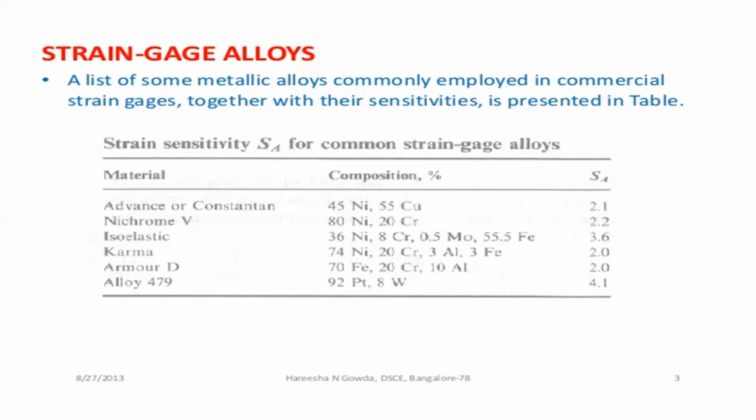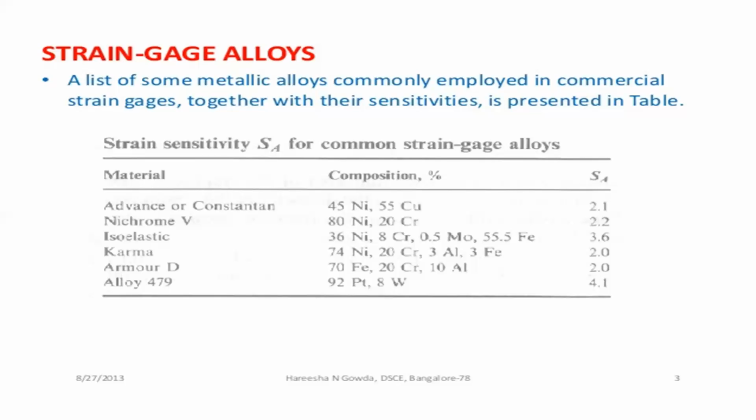You can see the different types of strain gauge materials, first advance or constantan. This material is a composition of two materials: 45% nickel and 55% copper. Those two materials are mixed to form advance or constantan material. Next one, Nichrome V: 80% nickel and 20% chromium.